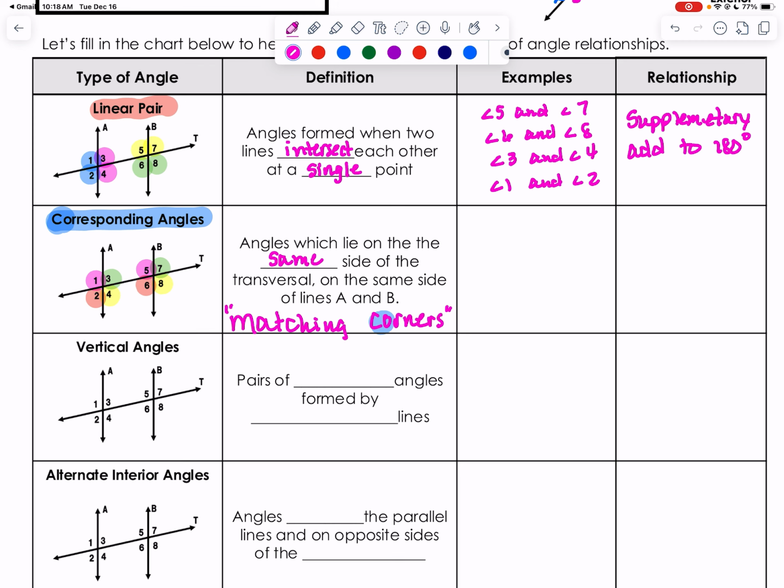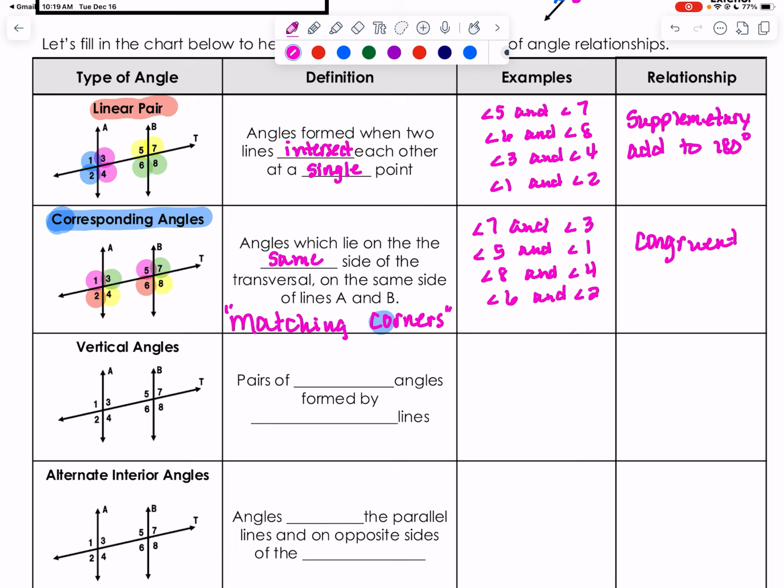All right, so let me write those down. Let's see, we had angle 7 and angle 3, angle 5 and angle 1, angle 8 and angle 4, angle 6 and angle 2. Now, the relationship between corresponding angles is that they're always congruent to each other. They'll have the same measure. So if you know angle 7, you would also know angle 3.